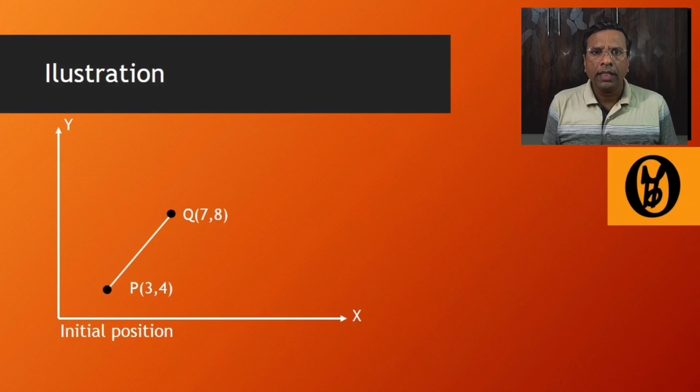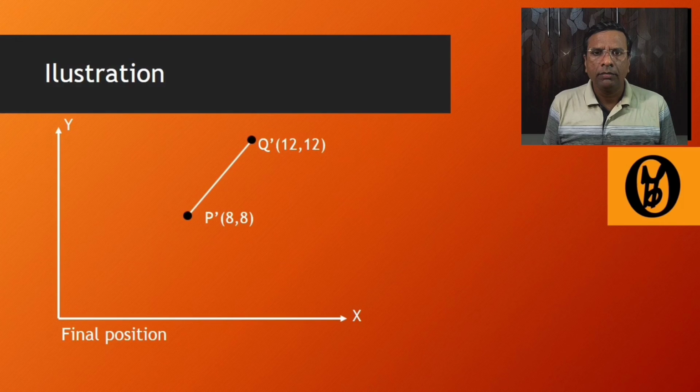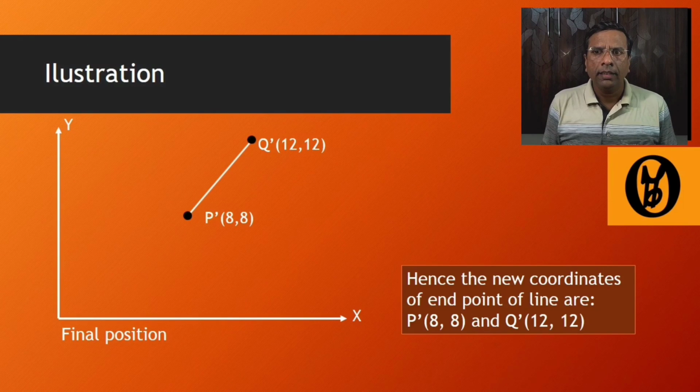This is the original position of the line, and when it is translated, it achieves its new position. This is the new position of the line after translation, and hence the new coordinates of the endpoints of the line are P dash at 8,8 and Q dash at 12,12.